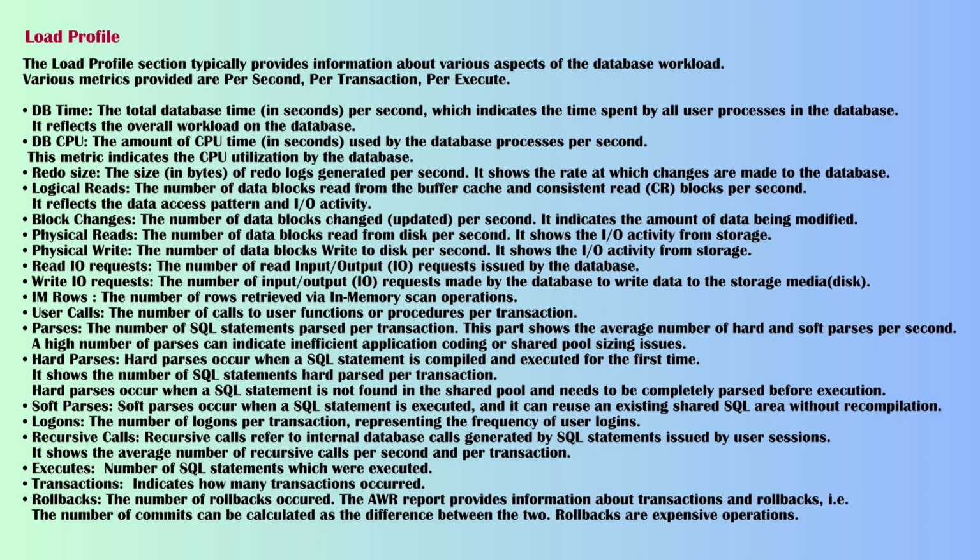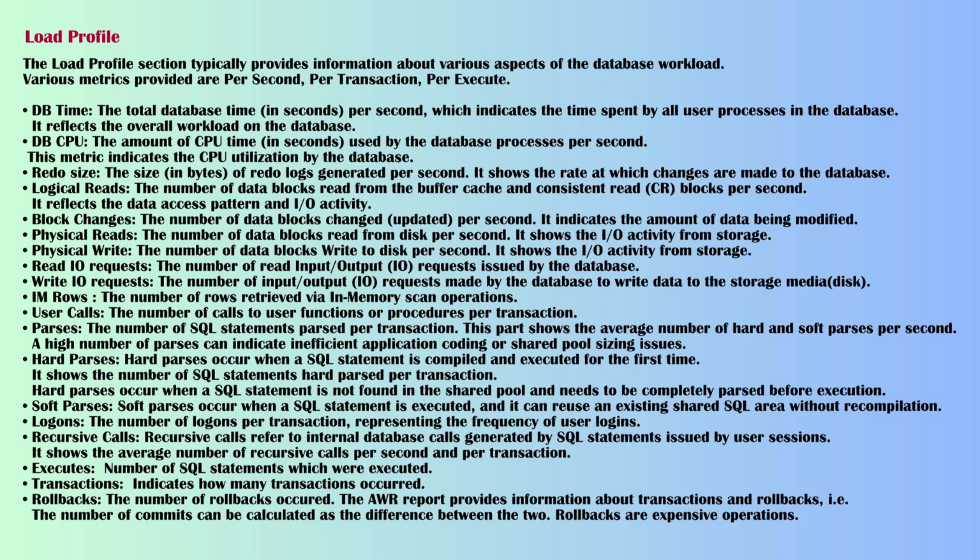DB time, the total database time, in seconds, per second, which indicates the time spent by all user processes in the database. It reflects the overall workload on the database. DB CPU, the amount of CPU time, in seconds, used by the database processes per second. This metric indicates the CPU utilization by the database. Redo size, the size, in bytes, of redo logs generated per second. It shows the rate at which changes are made to the database.